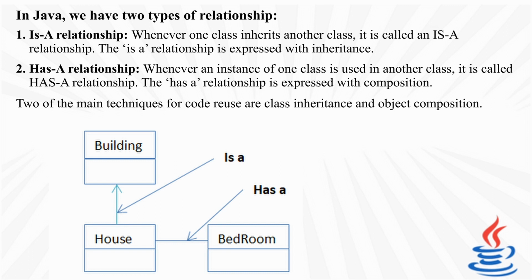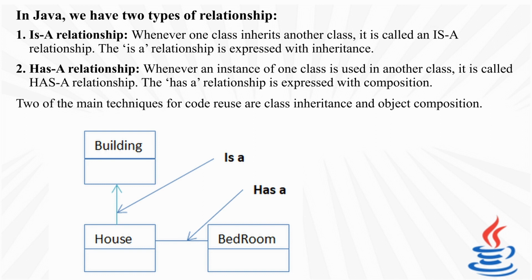For example, house is a building, but building is not a house. So, inheritance is unidirectional. Here, inheritance uses the extends keyword. Composition is used when house has a bedroom. It is incorrect to say house is a bedroom. Composition simply means using instance variables that refer to other objects.